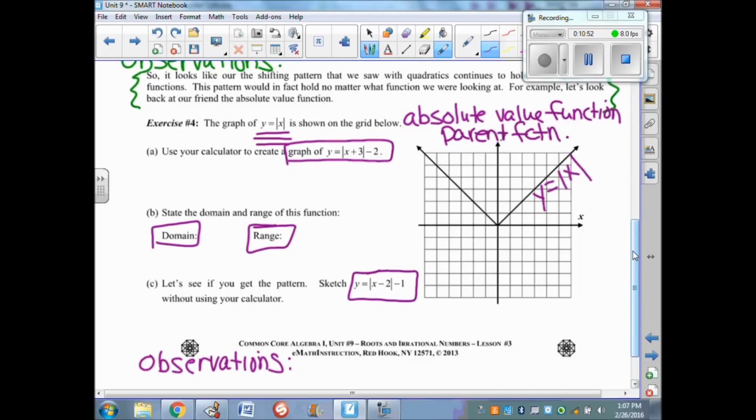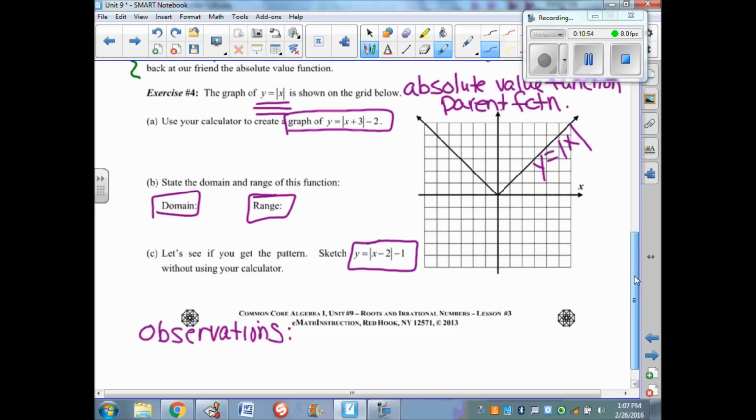You're going to start to see some similarities occur between the quadratics that we did last chapter, the square root functions, and the absolute value functions, and we're going to kind of pull it all together. All right, so make observations, use your calculator, and get some good stuff down.